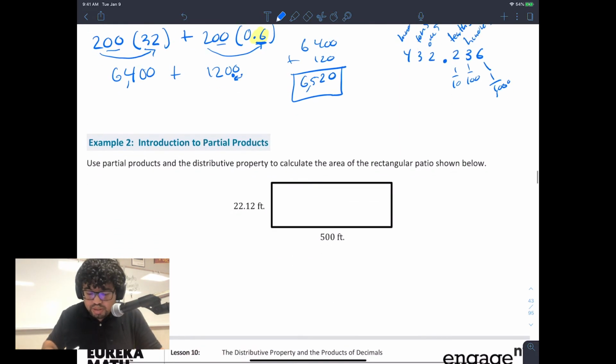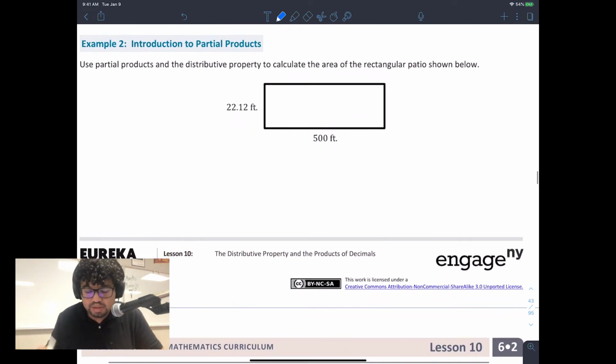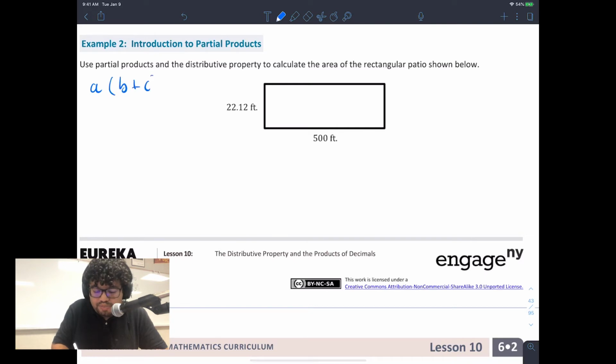Okay, so let's go to example number 2. Use partial products and the distributive property to calculate the area of the rectangular patio shown below. So again, the distributive property is when you have a number, and then you have another set of numbers adding each other, and then you distribute it: A times B plus C, distributed, is A times B plus A times C.